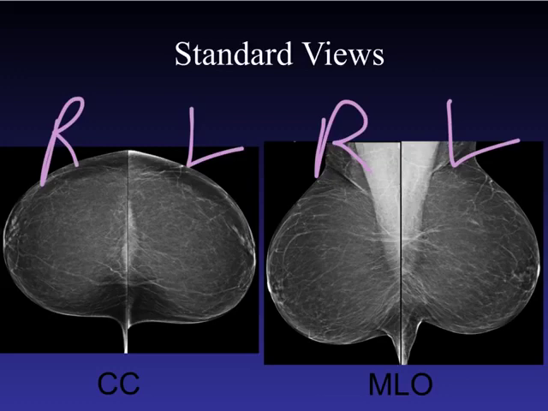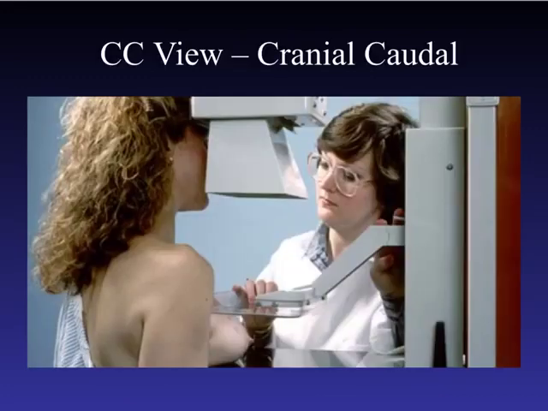For example, a CC view stands for cranial caudal, which means that the X-ray extends from the cranial or the superior aspect of the breast and extends through the breast towards the patient's feet. This is an image that shows how the CC view is performed. The breast is placed in compression and the X-ray beam extends from above the breast through the breast to hit the image receptor below.